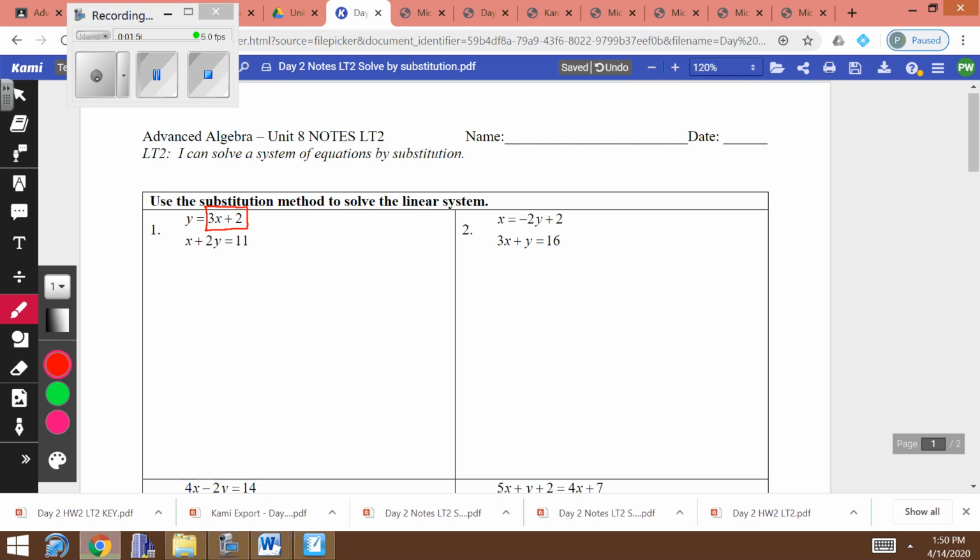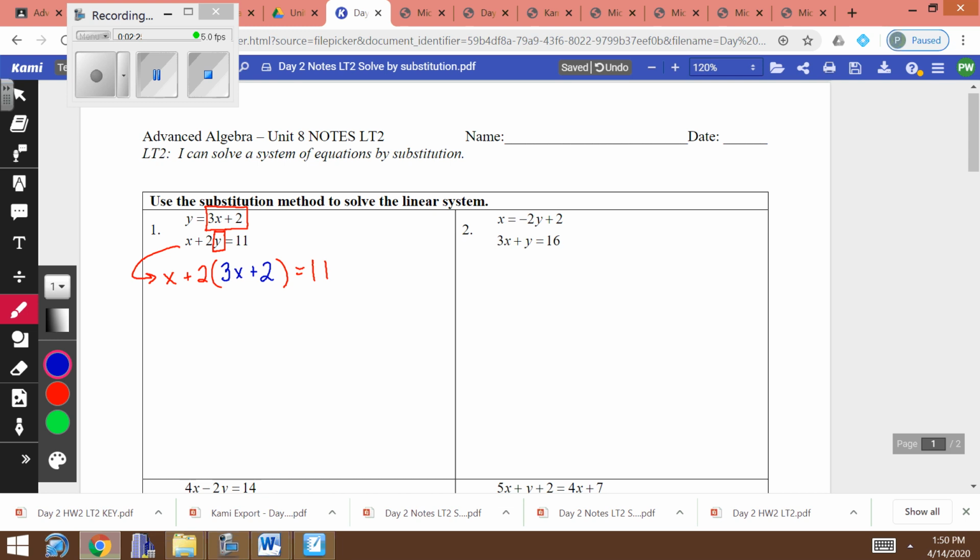So when I think about it here, if this expression is equal to y, that means I have a y in my other equation. If y is 3x plus 2, I can replace the y in the other equation with that 3x plus 2. That's called the substitution step right there. So I'm going to take the second equation here and rewrite it, but instead of a y, I'm going to leave a blank first, and then replace it with that first equation, that 3x plus 2.